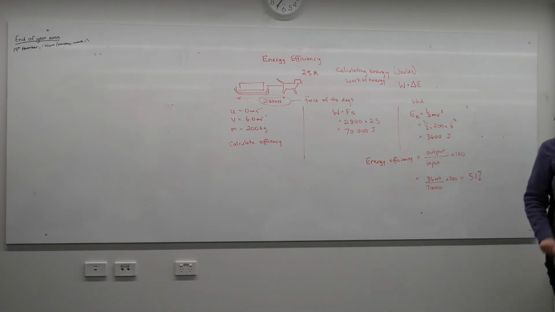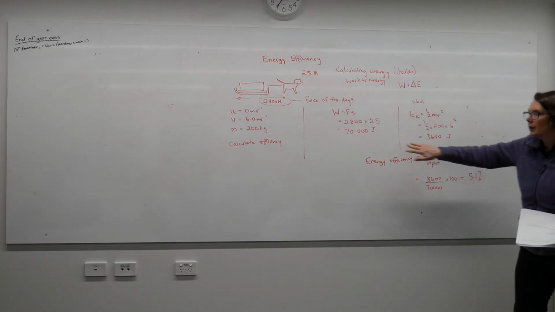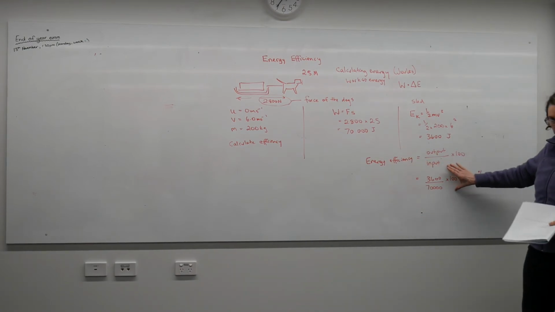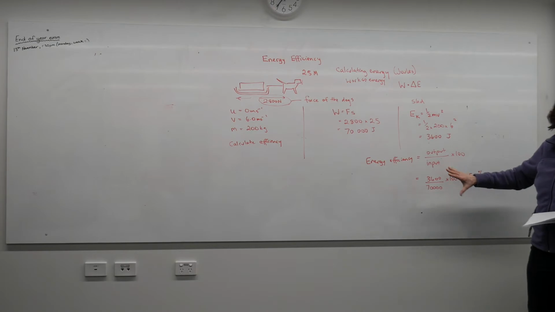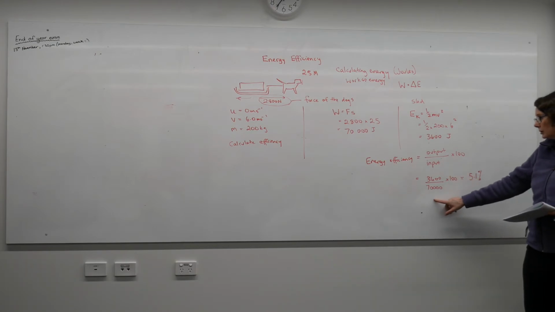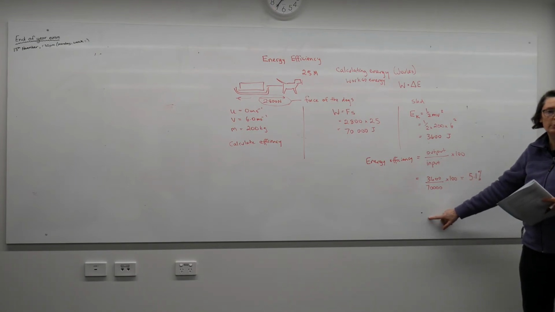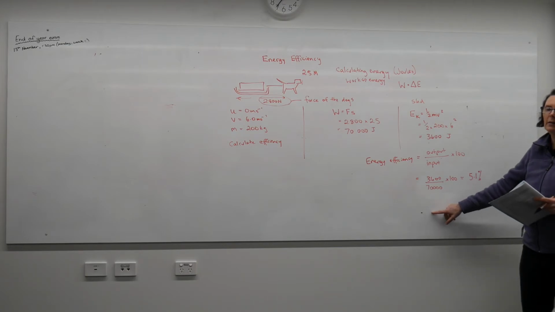Now just say you do these two calculations and you can't remember which way around to put them, which one goes on top. If you get this one around the wrong way, you're going to have an efficiency far, far greater than 100%. And that won't make sense. So you'll be able to see that you've got them around the wrong way.